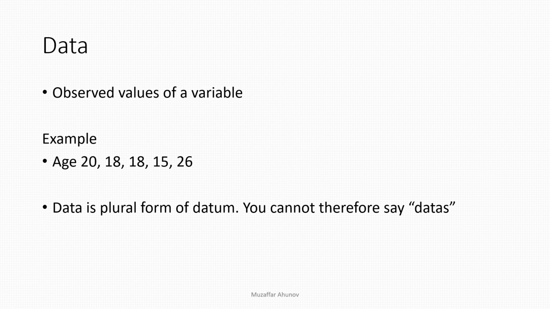Observed values of a variable are called data. For example, we asked the age of 5 people. First person told us that he or she is 20. Second person told us that he or she is 18. Next observed values are 18, 15, and 26. All these observed values are called data. Data is the plural form of datum. Therefore, you cannot say datas. Data is plural.